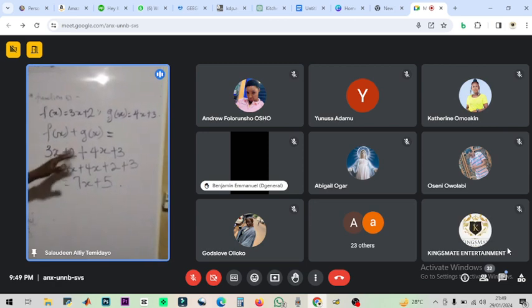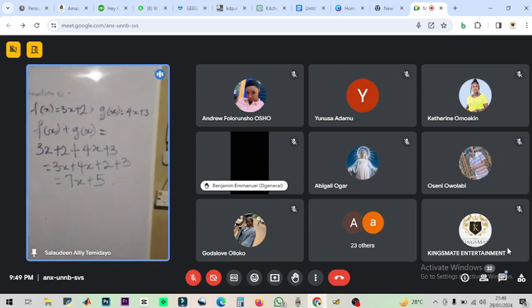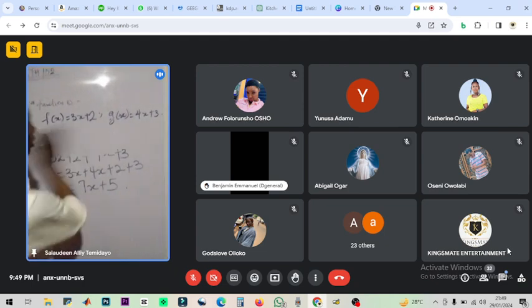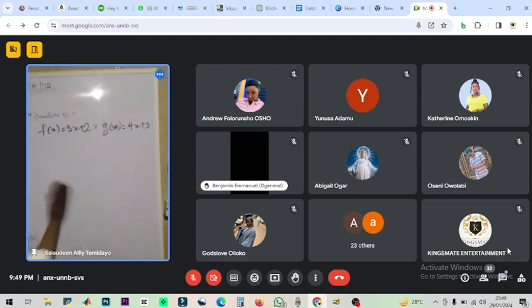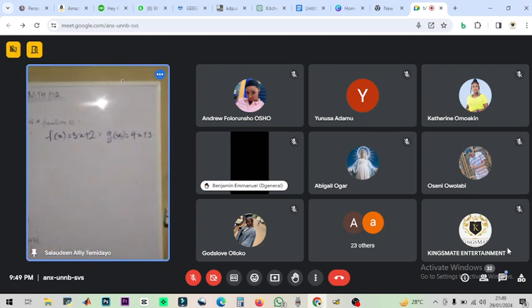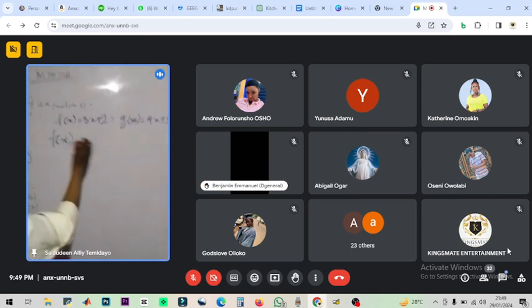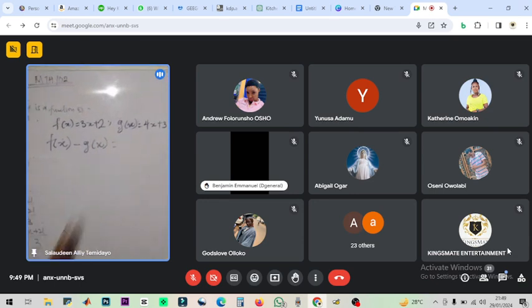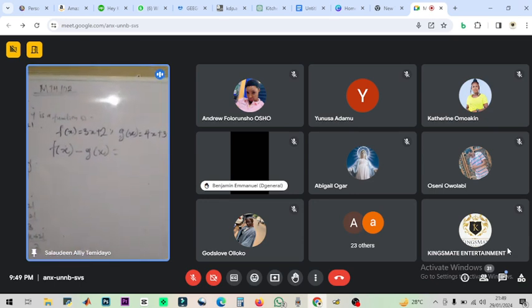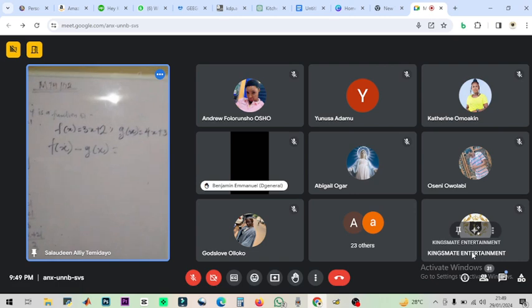F of x equals this. I'll keep using this f of x and g of x. So now we continue. Now, f of x minus g of x, guys, equals what? F of x minus g of x. Waiting.